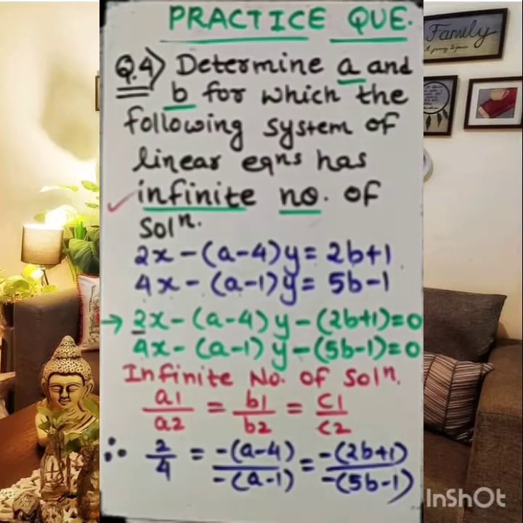So these are the ratios which we have. a1 by a2 equal to b1 by b2 equal to c1 by c2. Now we are going to compare the ratios.